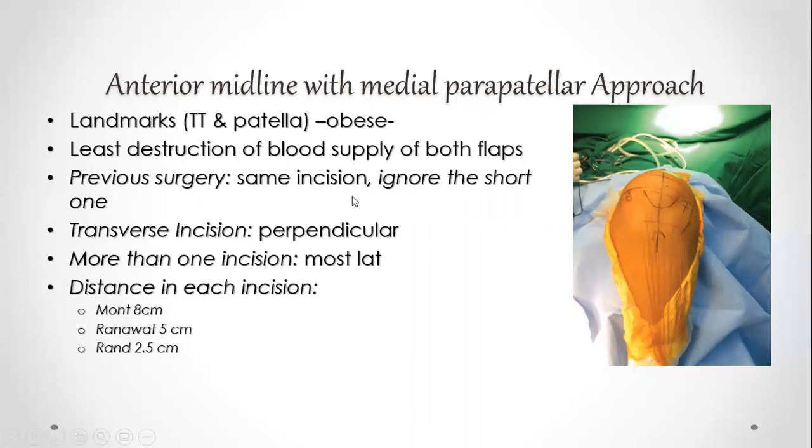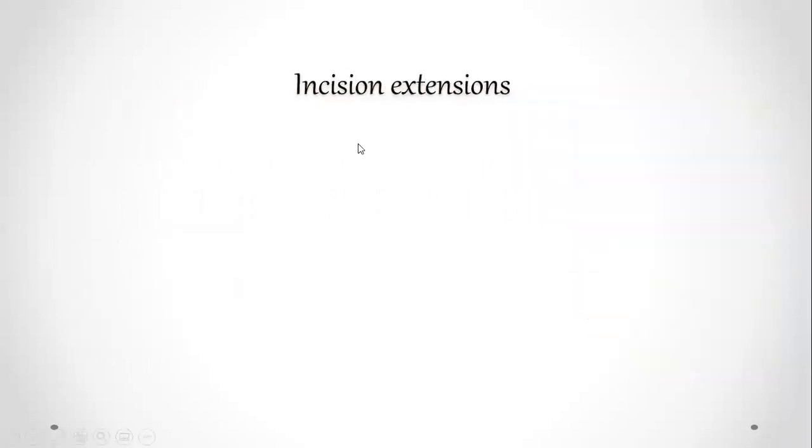Also, if there are many incisions, Mont suggested that the midline incision should be 8 cm away, Ranawat suggested a 5 cm distance, and Rand suggested at least 2.5 cm distance from other incisions, in order to save the pedicle of the flap between both incisions.